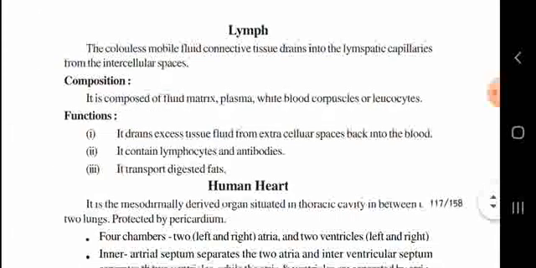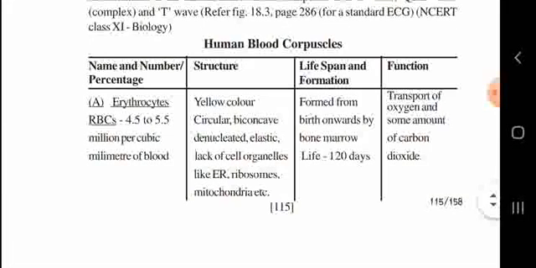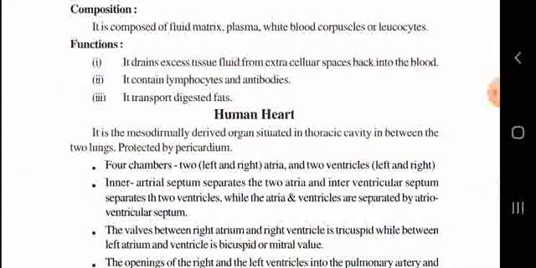Next, lymph. Lymph is a colorless, mobile fluid connective tissue that drains into the lymphatic capillaries from the intercellular spaces. Its composition is a fluid matrix, plasma, and white blood corpuscles or leukocytes. White blood cells are also called leukocytes, and red blood cells are also called erythrocytes. And the function, they may ask in your final exam.